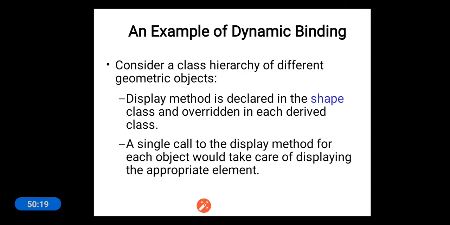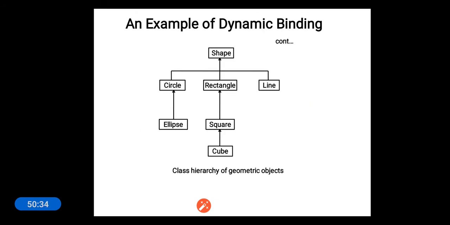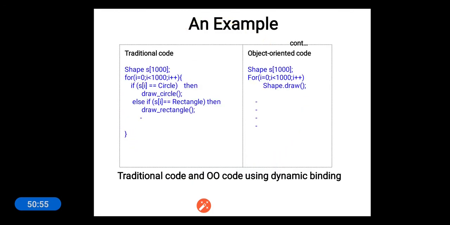Let us consider a class hierarchy of different geometric objects. The display method is declared in a shape class and overridden in each derived class. A single call to the display method for each object would take care of displaying the appropriate element. So here the shape class has three classes: circle, rectangle, and line. Under circle we have ellipse, under rectangle we have square, and under square we have cube. So this is the class hierarchy of the geometric objects.